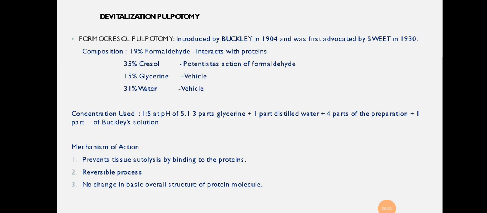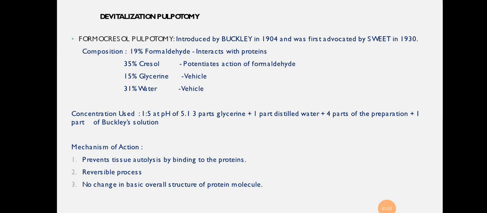First we will be discussing the devitalization pulpotomy, where the first is formocresol pulpotomy. It is a one-sitting pulpotomy performed under the category of devitalization pulpotomy. It was introduced by Buckley in 1904 but was advocated by Sweet in 1930. It is composed of 19% formaldehyde, which interacts with the proteins, 35% cresol, which potentiates the action of formaldehyde, 1.15% glycerine, and 31% water, which acts as a vehicle.